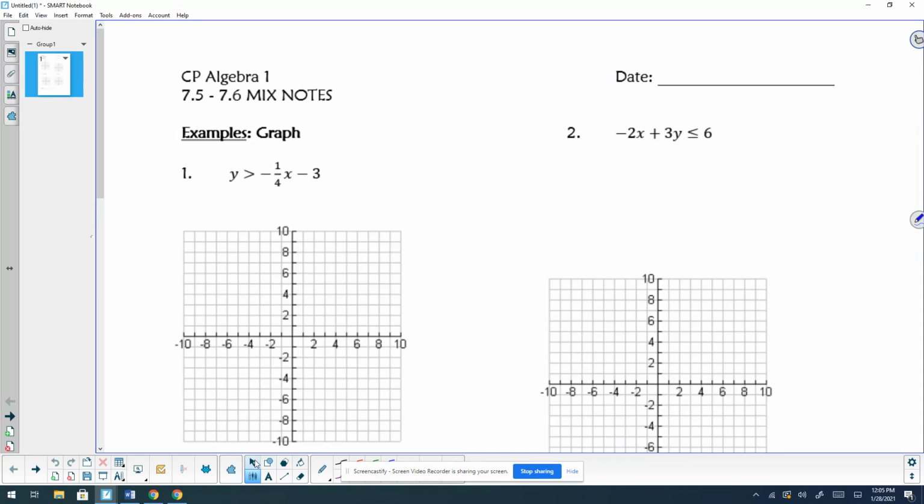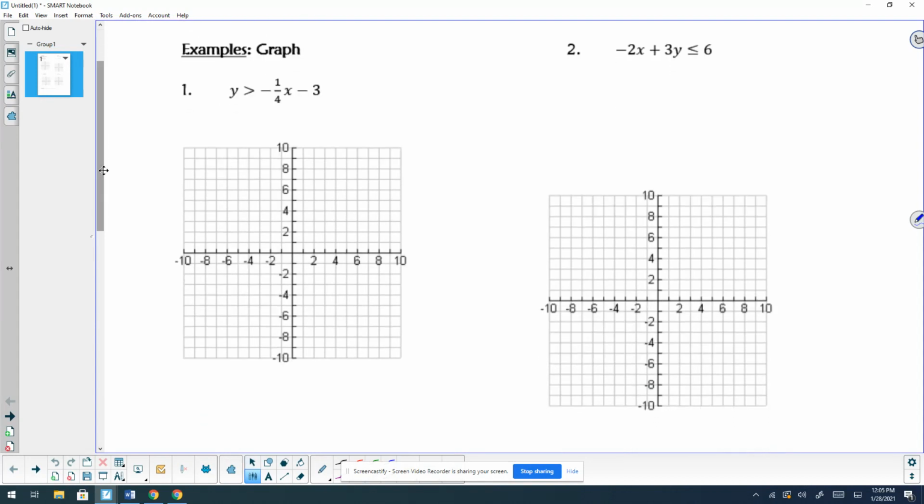It is the 7.5, 7.6 mixed notes. These three problems are just extensions off of what we've already done, so I might go through these fairly quickly.